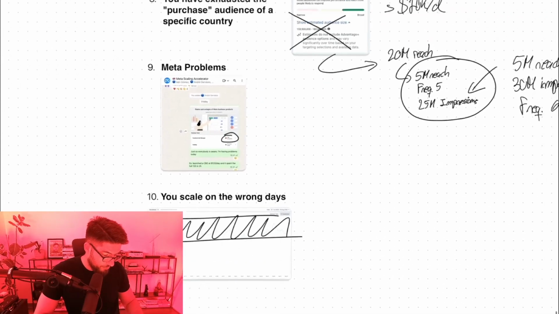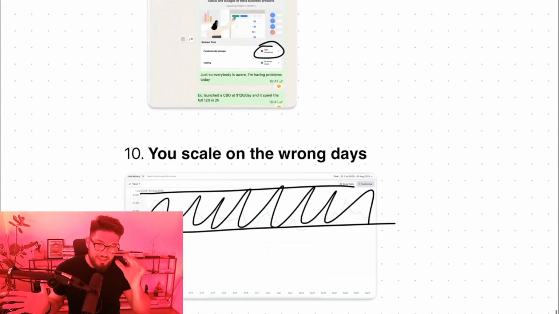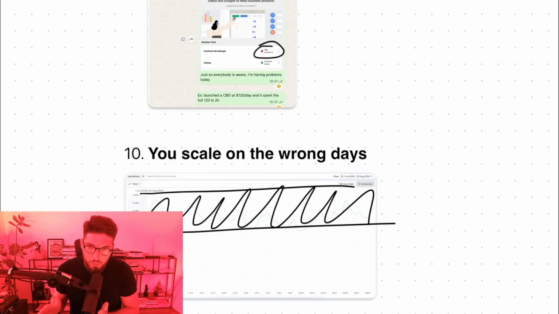So let's look at it. Basically, if there is a day where historically people don't buy and you go and scale, your ROAS is going to go down. So you have to scale when the market is favorable. Okay? Let's keep on going.